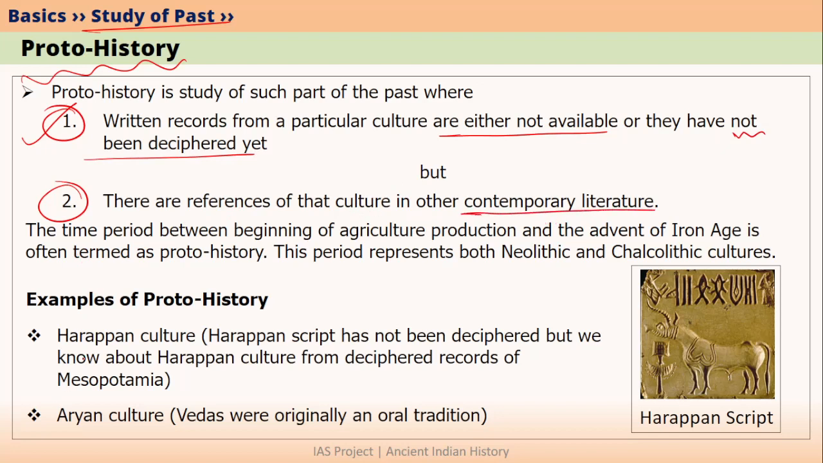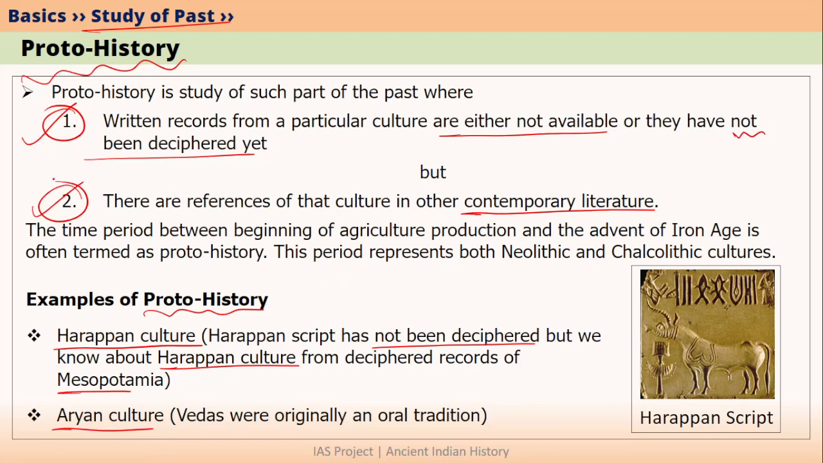For example, if we consider Harappan culture, it can be called as proto-history because there are written records available from Harappan culture. However, they have not been deciphered yet. At the same time, the second condition is satisfied for Harappan culture because in Mesopotamian literature, we find references to Harappan culture. That is why Harappan culture satisfies both these conditions and therefore is a part of proto-history. Similarly, Aryan culture is also part of proto-history.